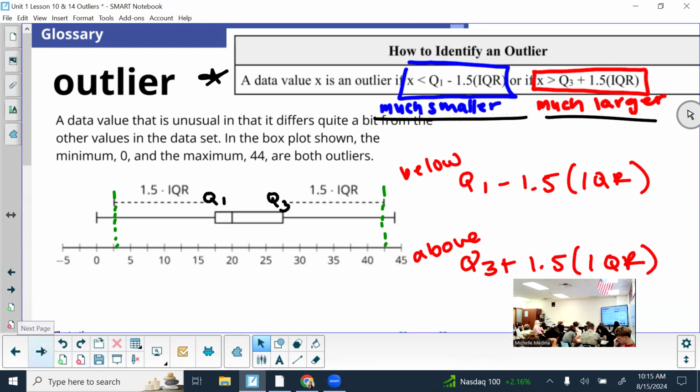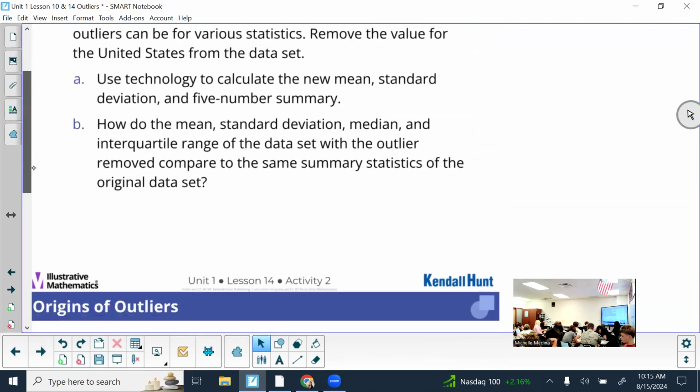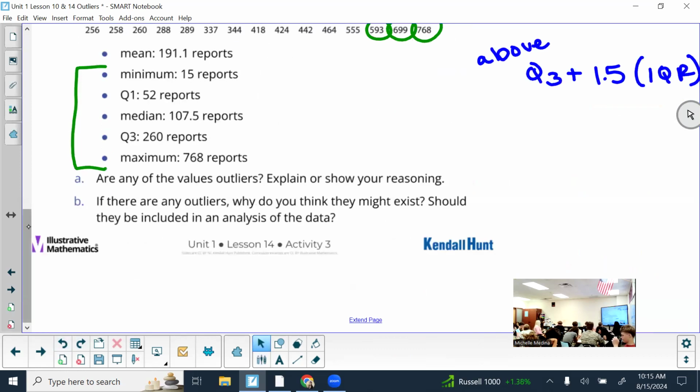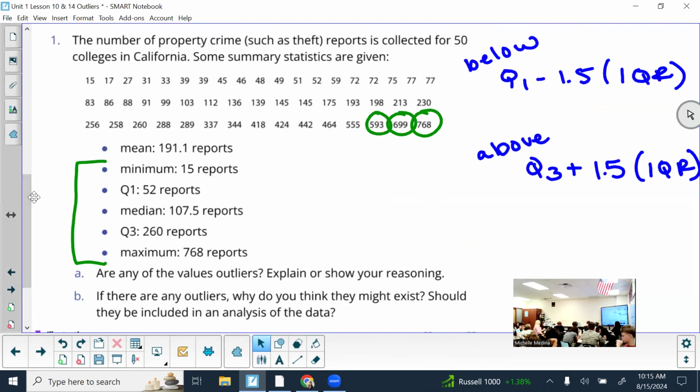Could you have outliers in the middle of your data? No, it cannot be in the middle of your data if it's an outlier. It's either on each end, and there can be multiple. Anyone think that 15 is an outlier?